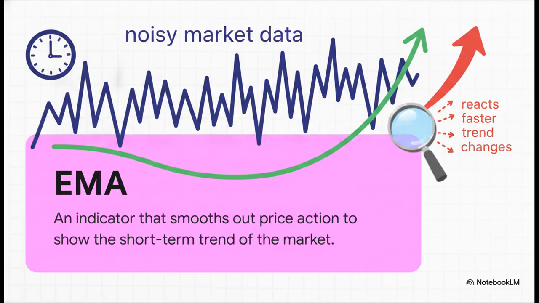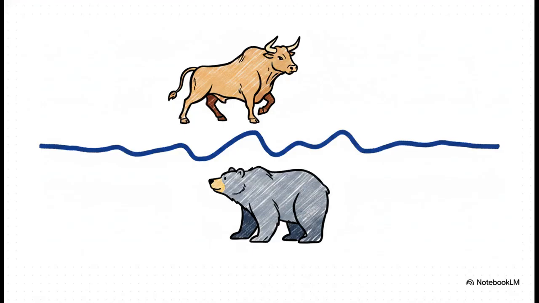Because it gives more weight to the most recent prices, it reacts way faster to trend changes than a simple average ever could. The golden rule here is beautifully simple. If the current price is trading above the EMA line, the trend is bullish. The buyers are completely in charge. If the price falls below the EMA line, it's bearish, and the sellers have taken the wheel. You always want to trade in the direction of the trend, and the EMA gives you that direction at a single glance.